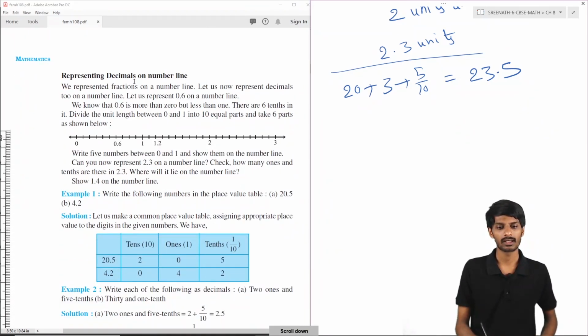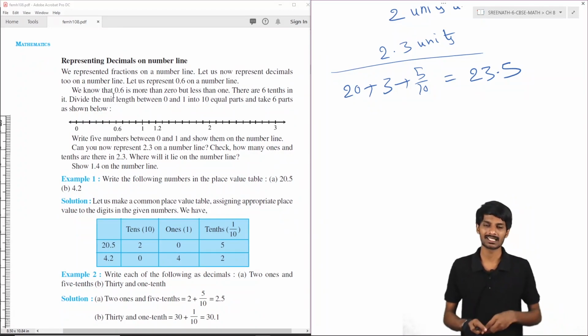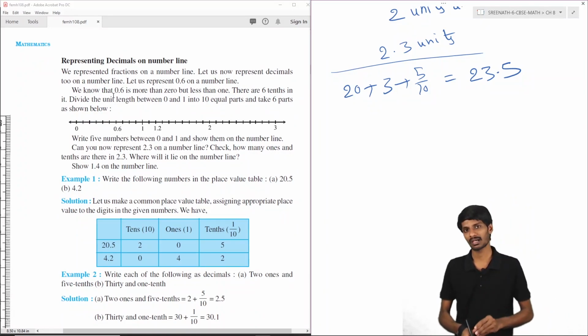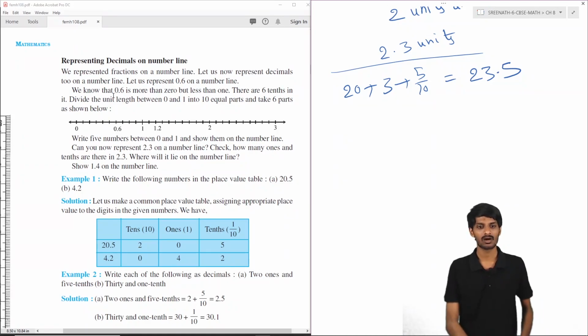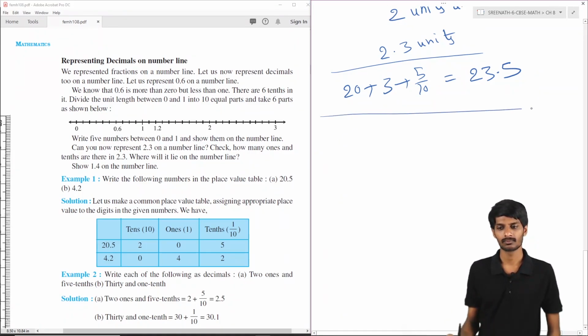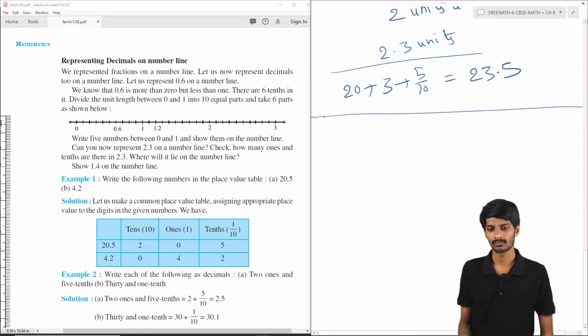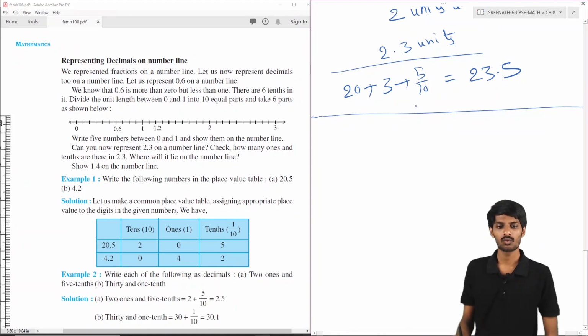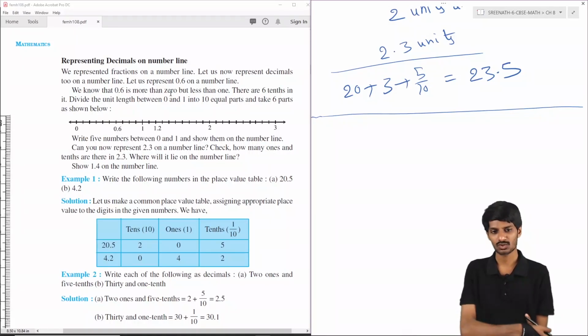Representing decimals on a number line. How will we represent the decimals on a number line, students? We represent fractions on a number line, students. We know how to represent the fractions on a number line. Let us represent decimals on the number line.